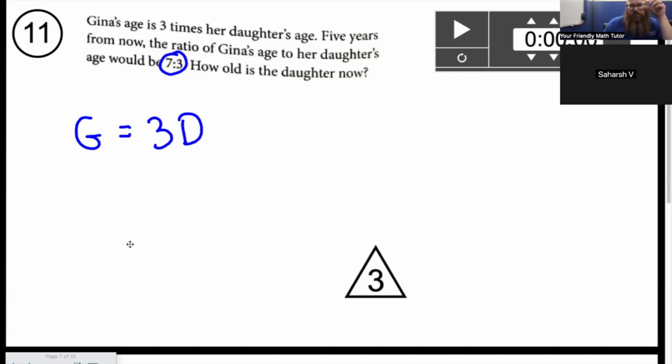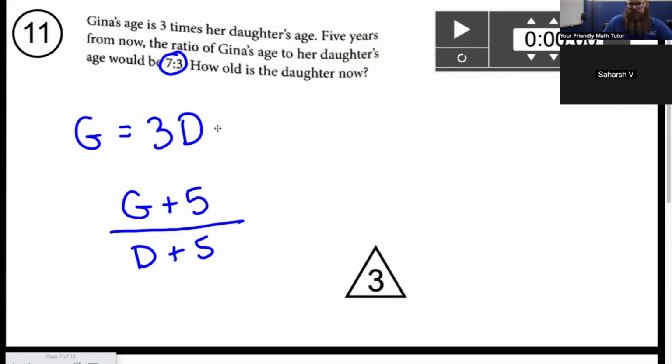And then 5 years from now. So what's going to happen in 5 years is they're both going to age 5 years. So here's where I'm going to turn it into a fraction. I'm going to say, okay, 5 years from now, Gina is going to be G plus 5, and her daughter is going to be D plus 5. And the ratio of their ages is going to be 7 to 3.